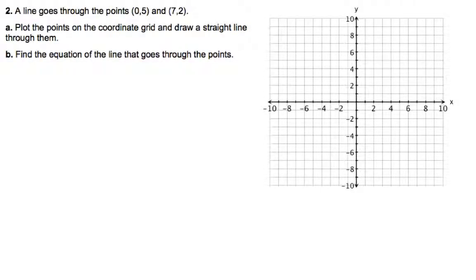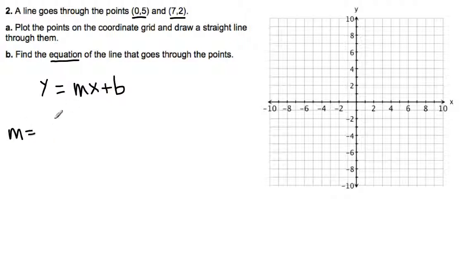In lesson number 6, we're going to look at finding equations when given 2 points. The overall goal is to find the equation when given these 2 points here. To do this, we need to find the slope and the y-intercept, so we're going to write our equation in the form y equals mx plus b. The first step is finding the slope.